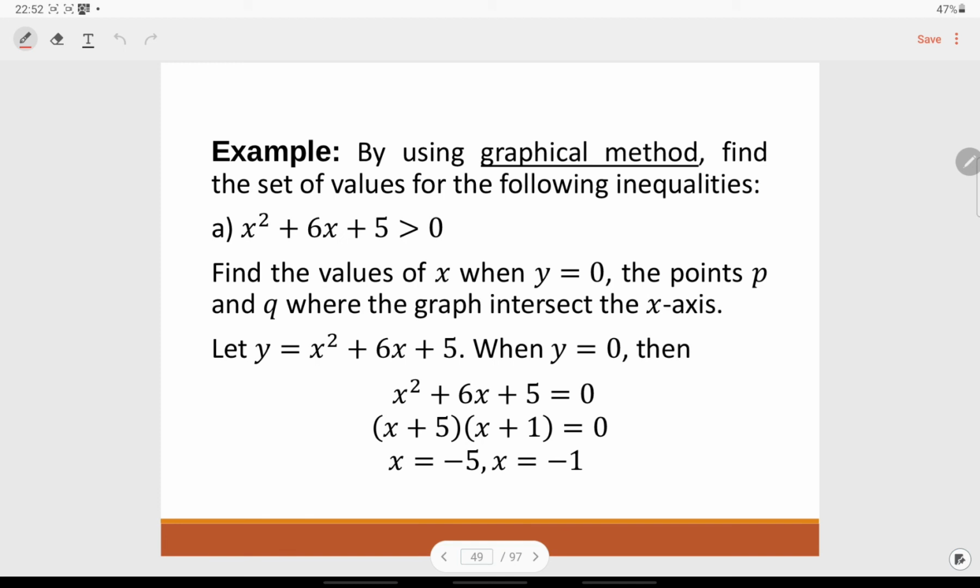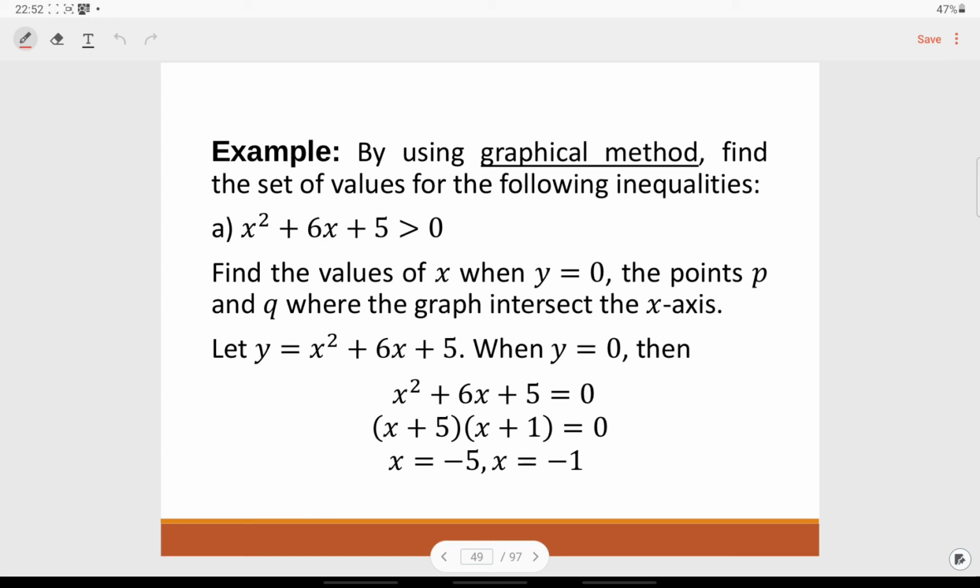Now we consider the following example. By using the graphical method, find the set of values for the following inequalities. In other words, find the value of x for the given inequality by using the graphical method. The question specifies the method that you need to use in order to come out with the answer, so you don't have any option. You need to use the graphical method. So let's say you come out with a different method.